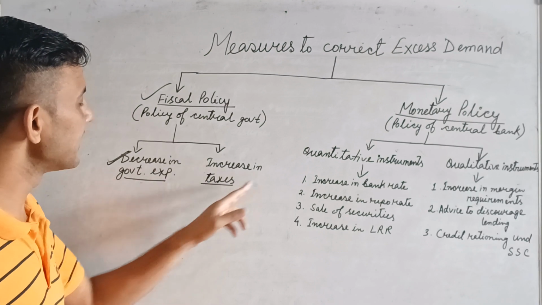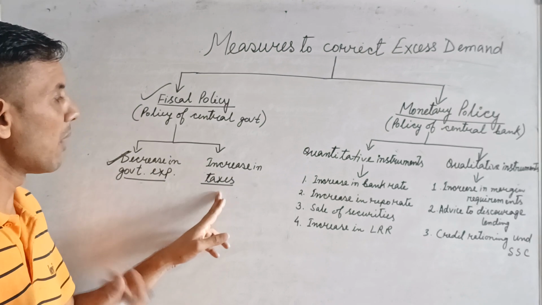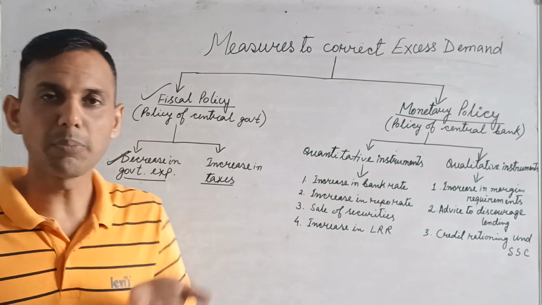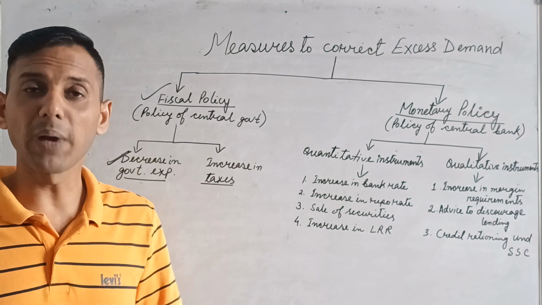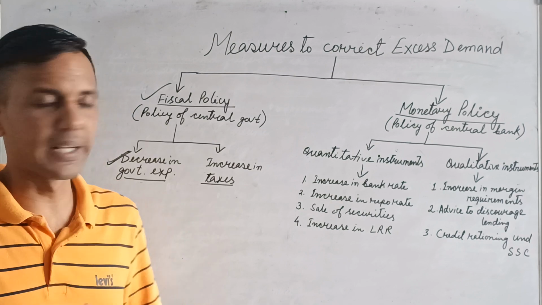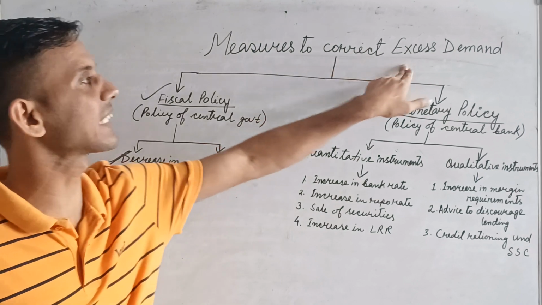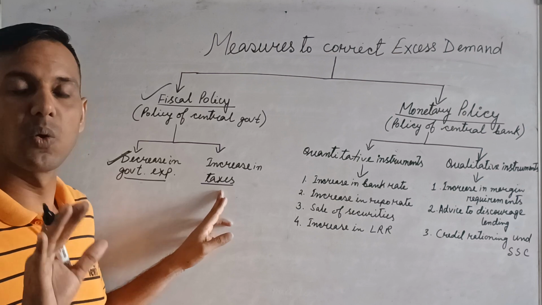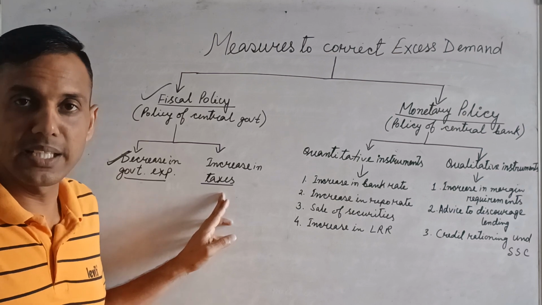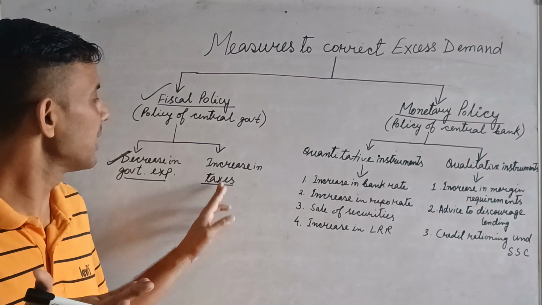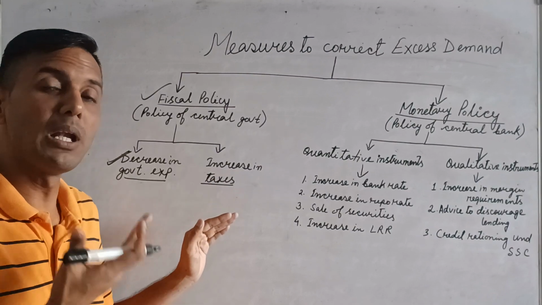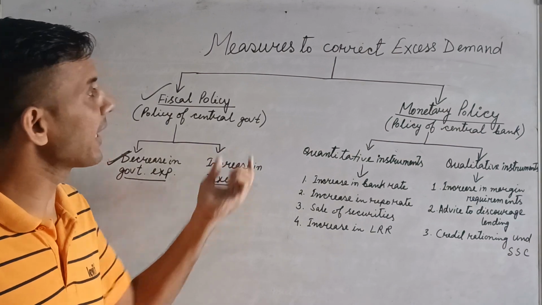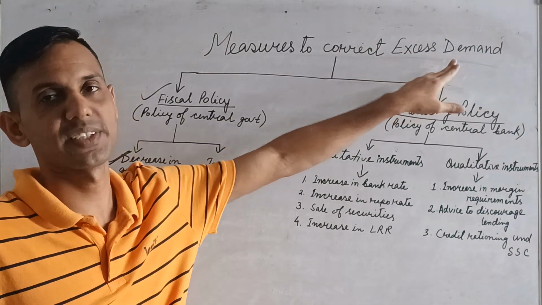Simple. Increase in taxes. If government imposes more tax, then what will happen? Price of the product will increase. When price is more, automatically demand will decrease. So we can correct this excess demand through the increase in taxes. Is it clear? When government imposes more tax, the price of the product increases, then people will buy less product because of the increase in price. And it can correct this situation, excess demand.